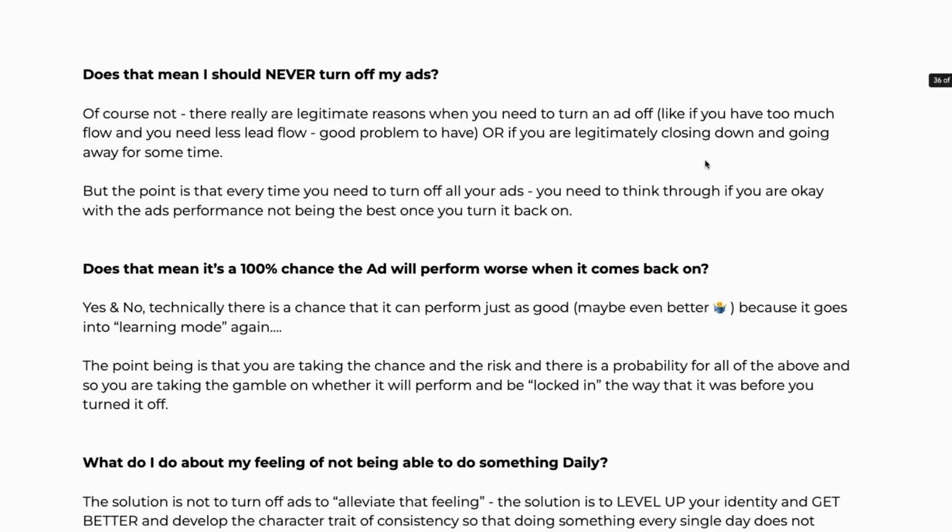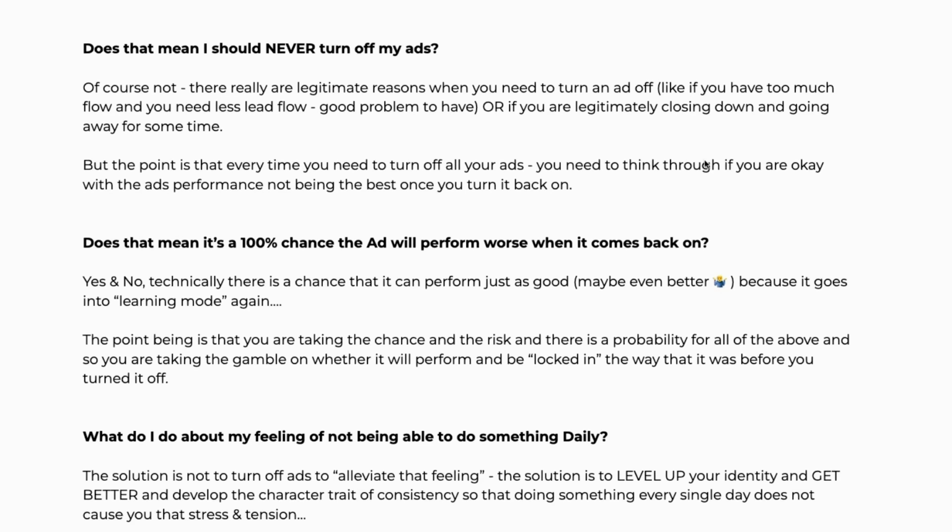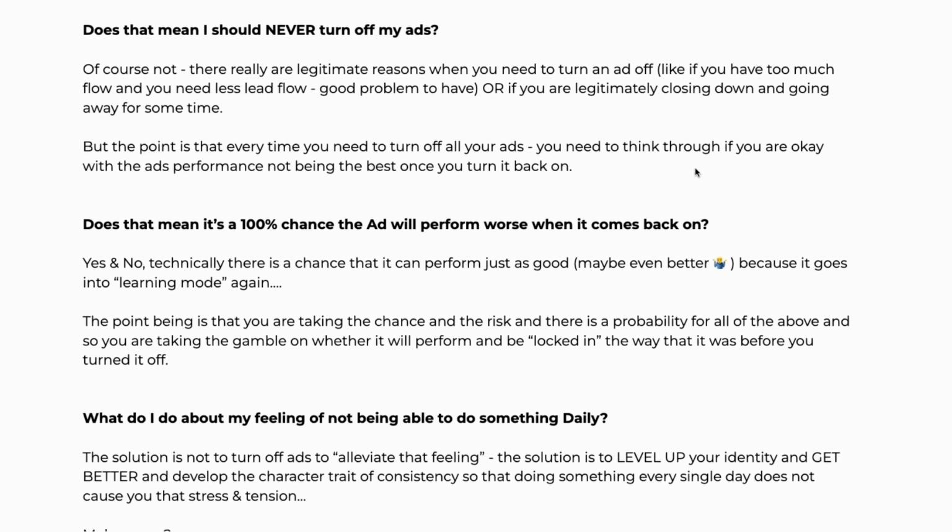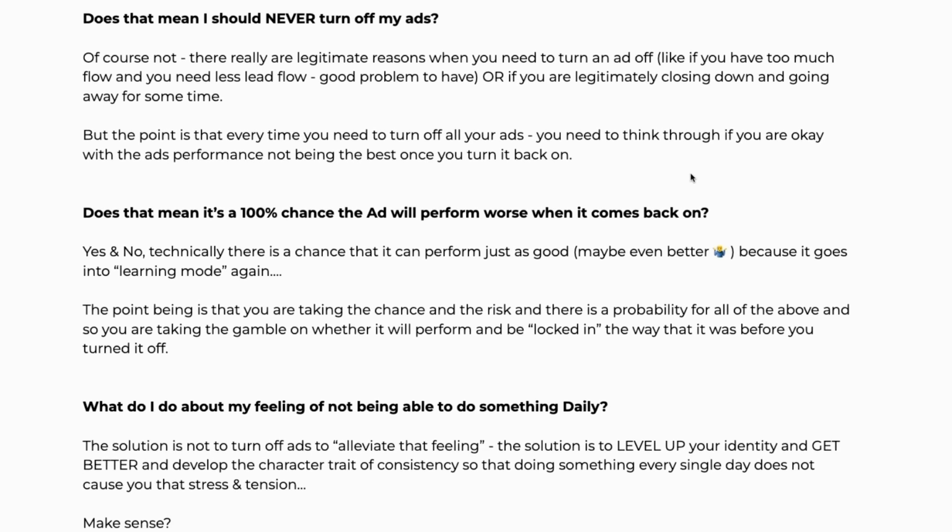Of course not. Now, there's legitimate reasons why you would need to turn an ad off, right? For example, you have too much lead flow, which is a good problem to have. And you're like, you know what? I need less lead flow, so I'm going to turn off this ad, I'm going to turn off this ad set, something like that, right? That might be one legitimate reason.